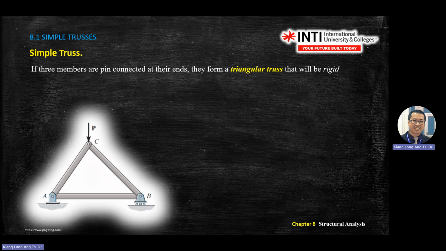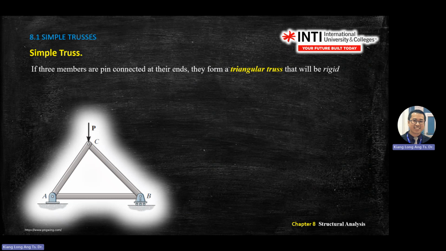So let's start with the simple truss, a triangular shape. If you have three members joined together with pins, they form a triangular truss. Given A, B, C and the connector here, at A you should be able to draw the reaction force, and B also. And you have an external force P here pressing down.